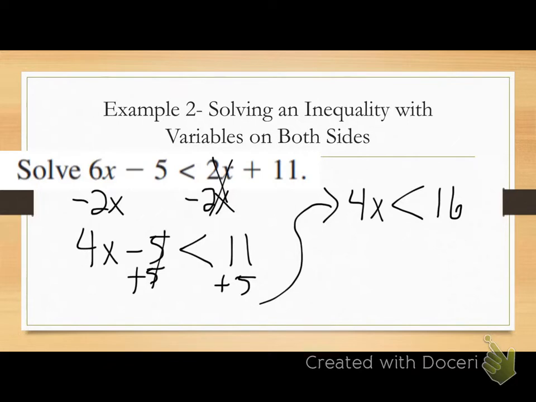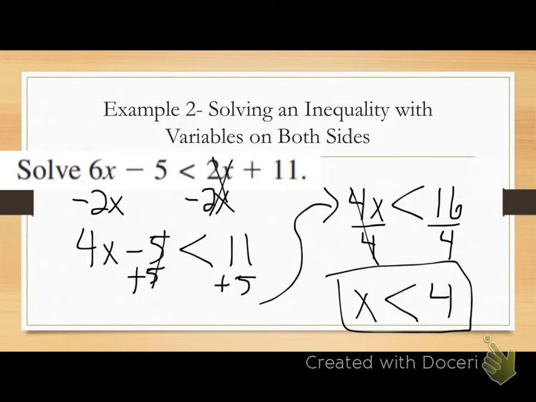Got my variables on the one side, my constants on the other. Now I can start trying to isolate the variable by itself. So how would I do that? Divide by 4 on both sides. I got x on the left. 16 divided by 4? 4 on the right. Symbol flip or stay? Stays. x is now by itself, so x is less than 4 is my solution to this inequality. Did I move too fast for anybody? No. Everyone understand each step we went through?